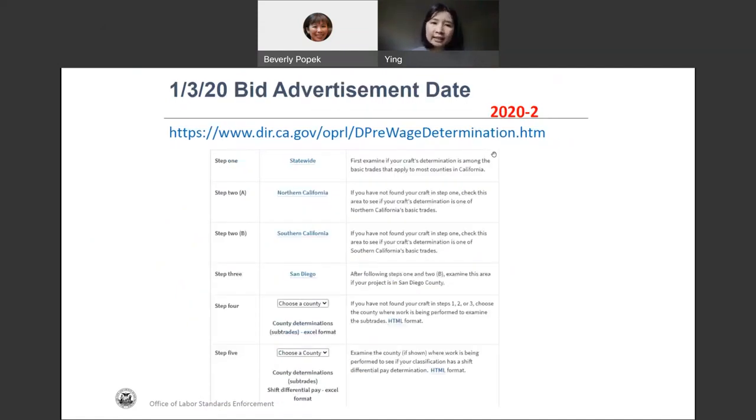So after you click on that link, there are different steps in the wage determination. You see that we have 11 trades under the statewide. And then in step 2, there are about 26 classifications or trades under Northern California, such as carpenters, cement mason, laborers, operating engineers, things like that. And if you go to step 4 to choose San Francisco County, you will find more trades and classifications there. And for today's example, we're going to click on Northern California to find cement mason.